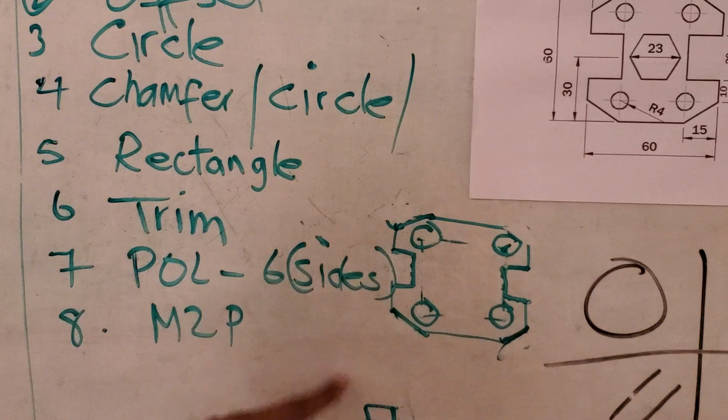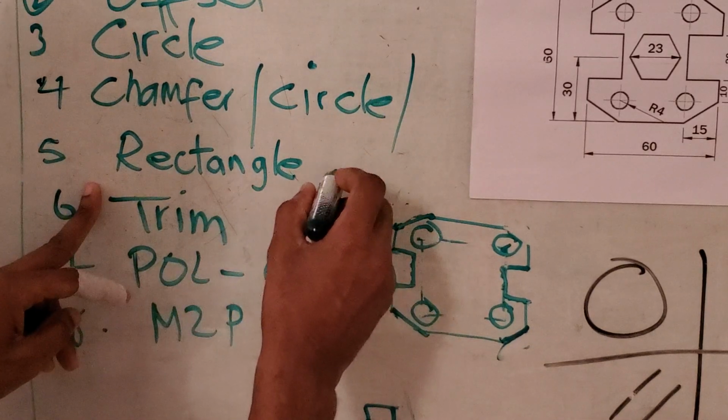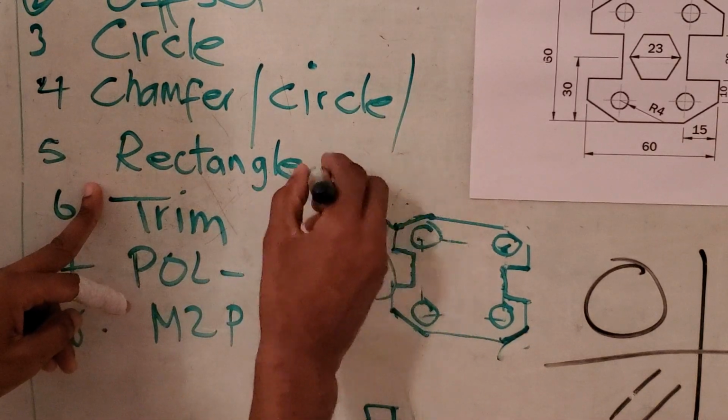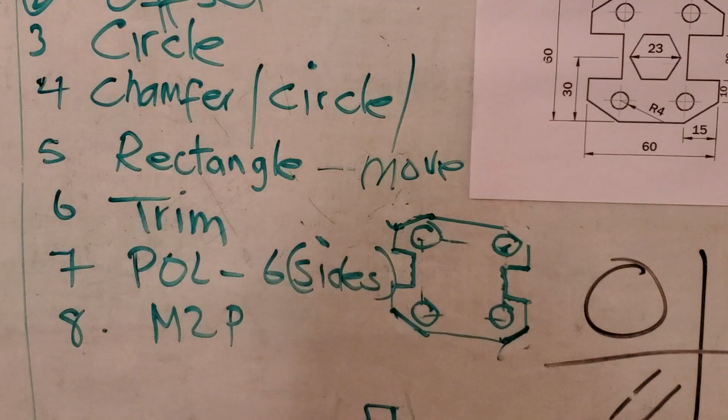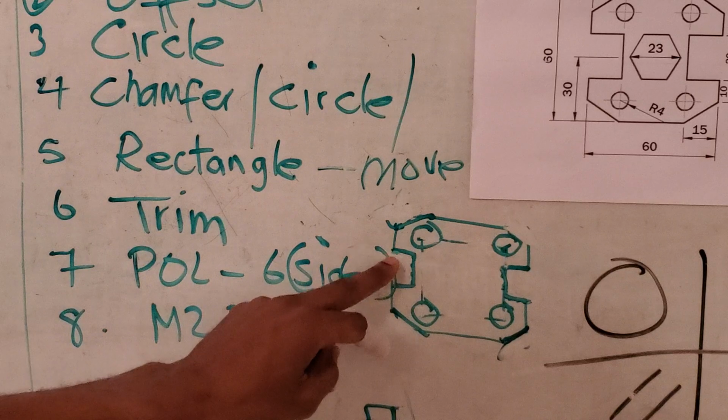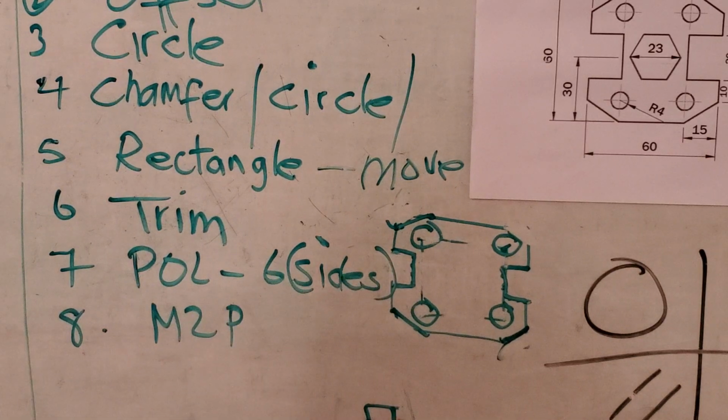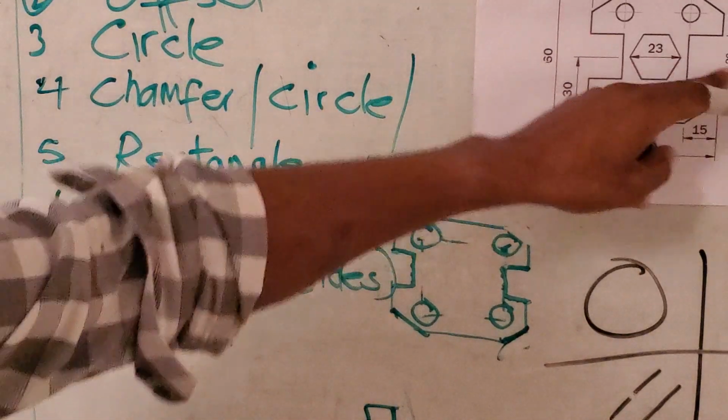Move, draw a rectangle, and then we would move the rectangle into place, drop one here, repeat, move, use this as a base point, drop one there. Then trim out the middle section there.